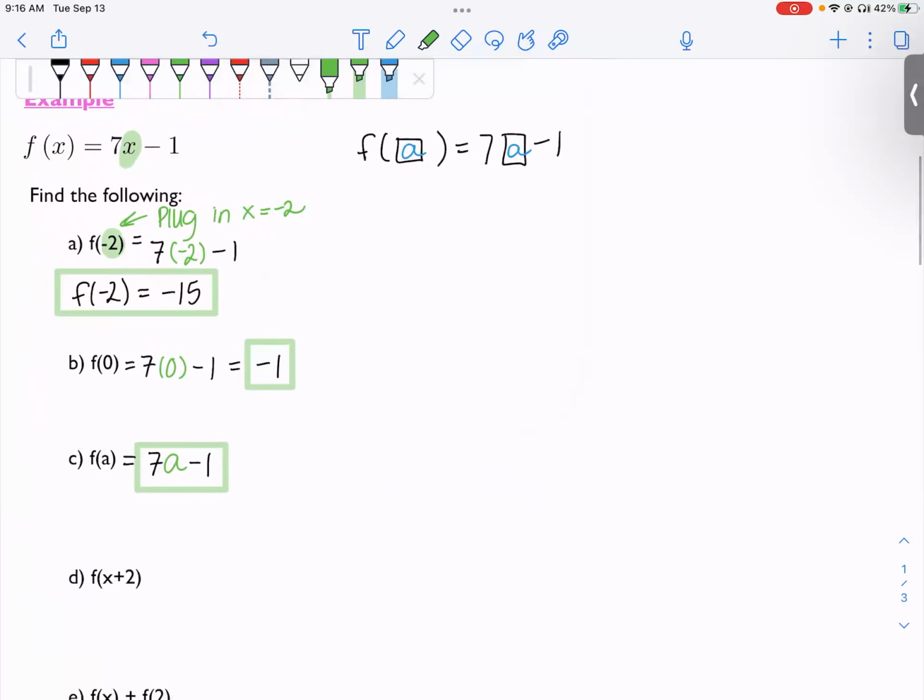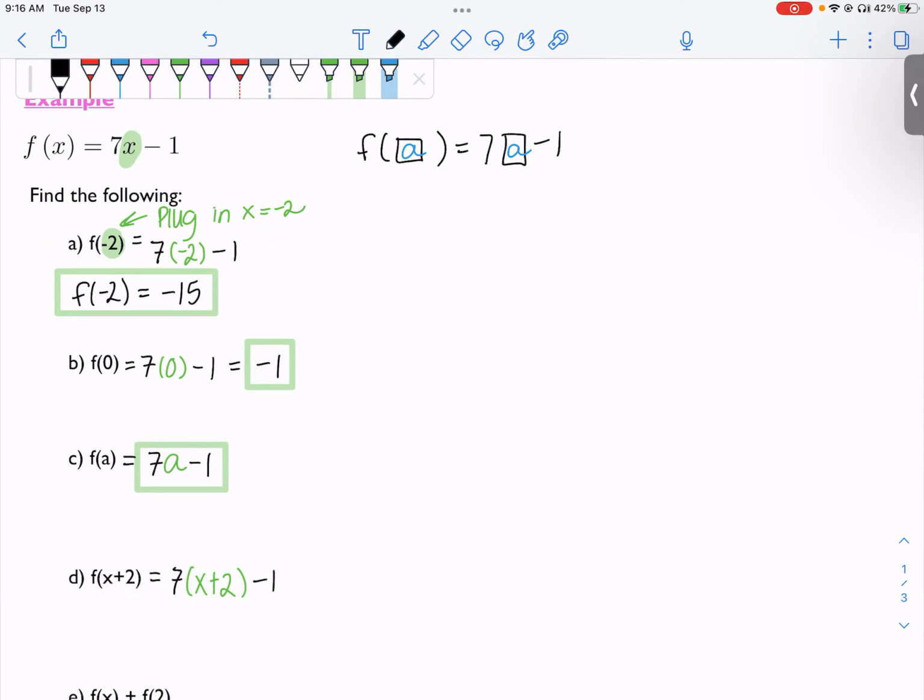If we have f of x plus 2, we are now plugging in x plus 2 instead of x. So that 7 stays there. I'm going to put parentheses and plug in x plus 2. These parentheses are not optional, by the way. When you're plugging in x plus 2 for x here, the whole thing needs to be multiplied by 7. That's why I'm putting parentheses here, so that the whole thing ends up being multiplied by 7.